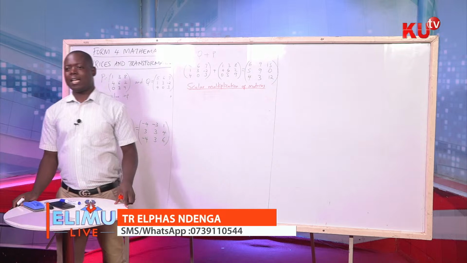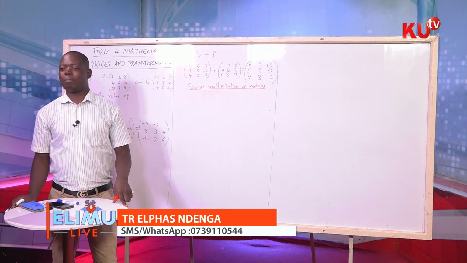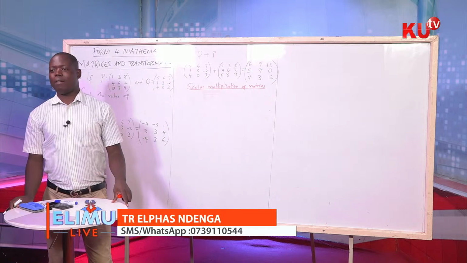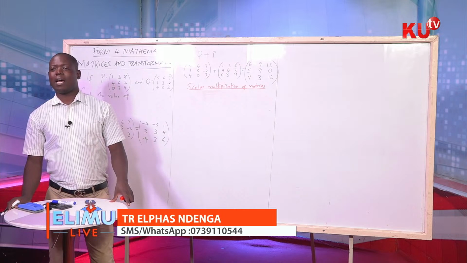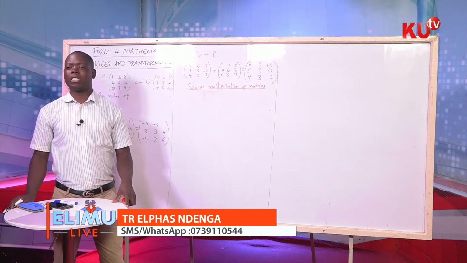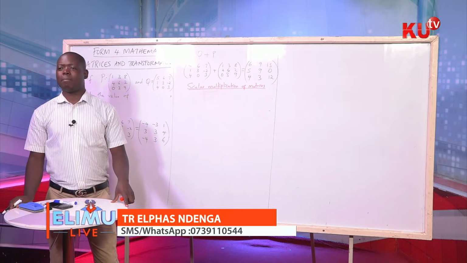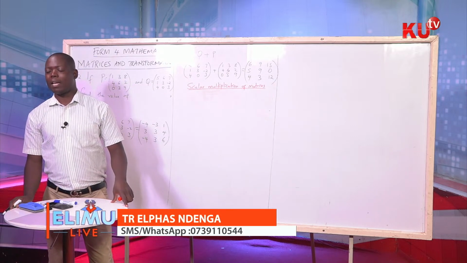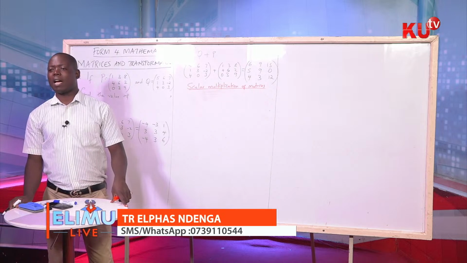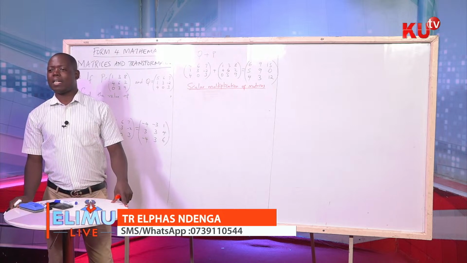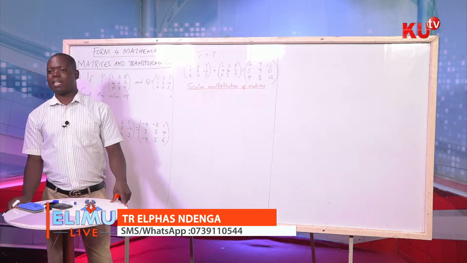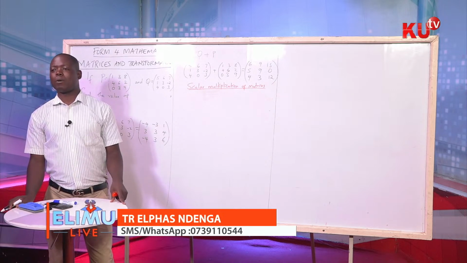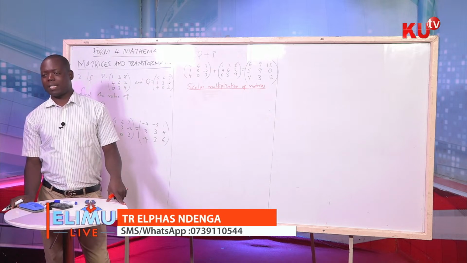Yes, a scalar is a quantity that multiplies a matrix. If I have a matrix like P, and I multiply it by a number like 2, so it becomes 2P. Therefore, 2 is called the scalar of P. A quantity or a number that multiplies a matrix is what you call a scalar in this case. And so we have scalar multiplication of matrices.